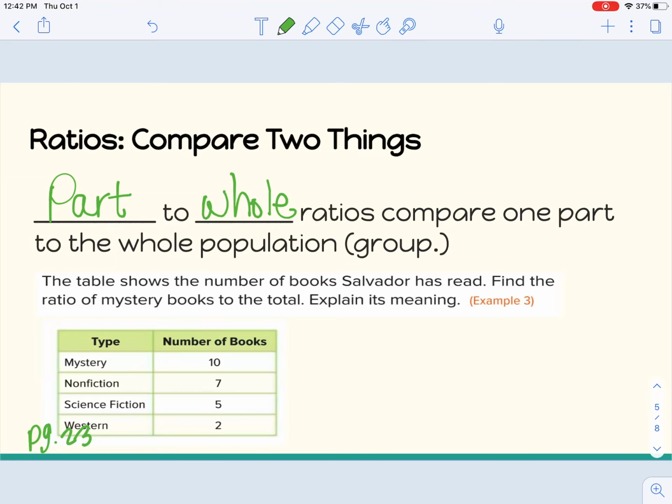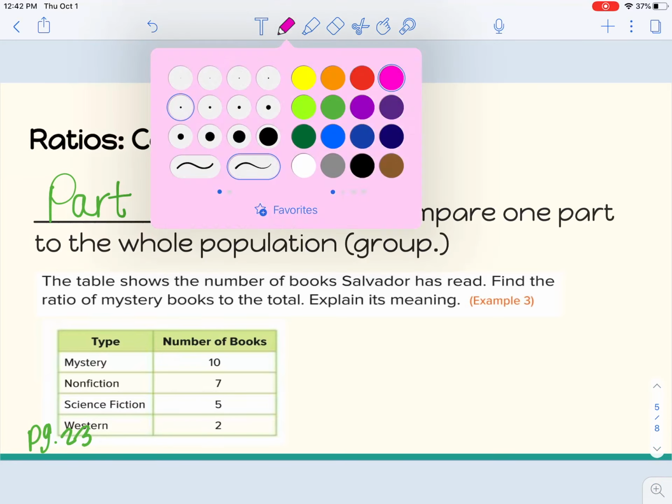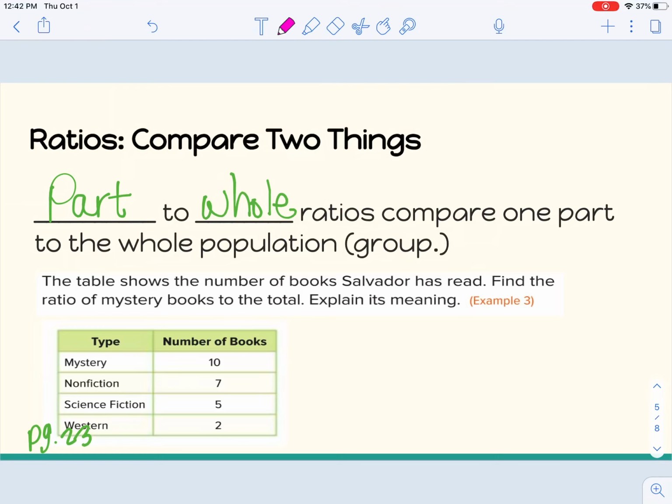The table shows the number of books Salvador has read. Find the ratio of mystery books to the total. So in this example, we're not comparing the books to each other. We're not comparing mystery to science fiction or mystery to Western. We're comparing mystery to the total.